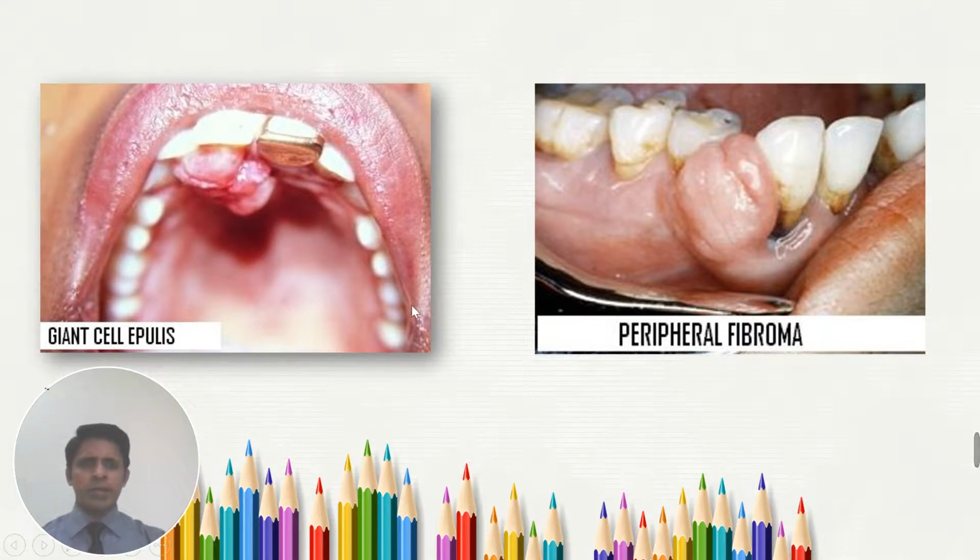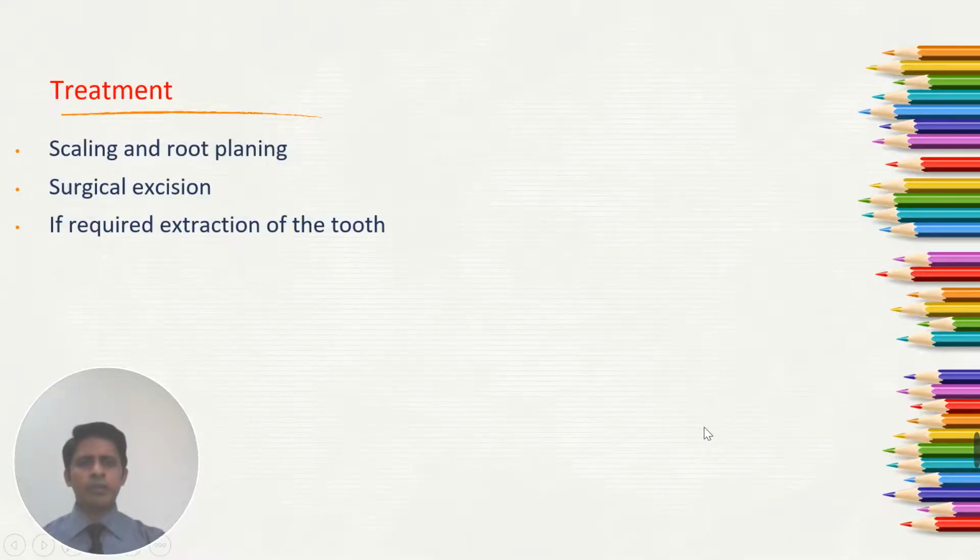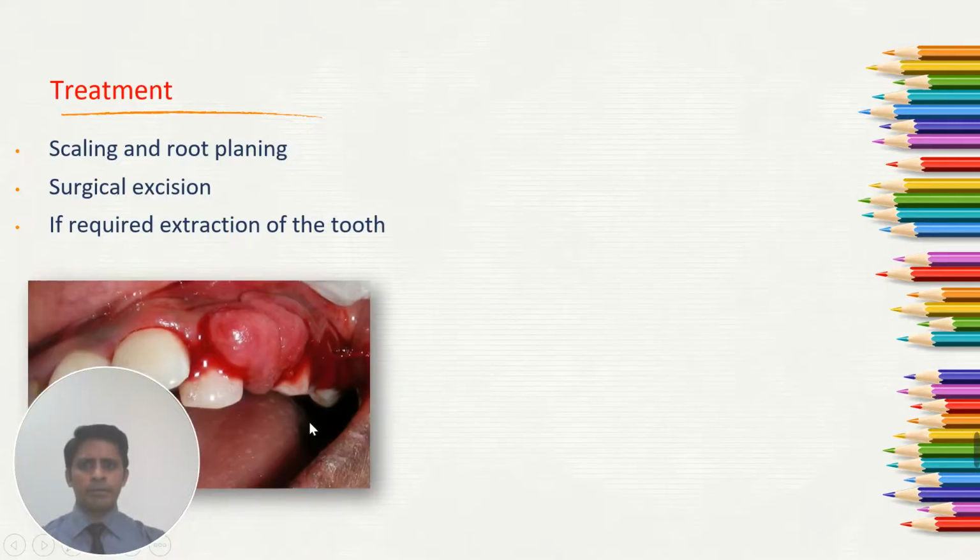This is the other type. This is the peripheral fibroma, which may be ossifying in nature. The treatment is first scaling and root planing, followed by the surgical excision, and if required, the extraction of the tooth.